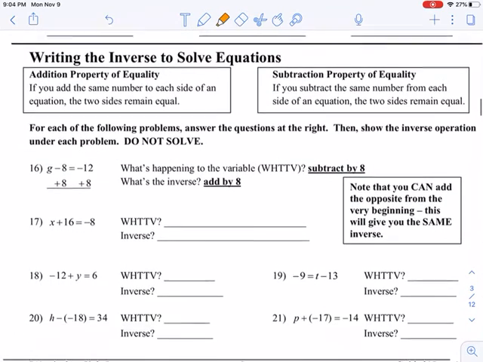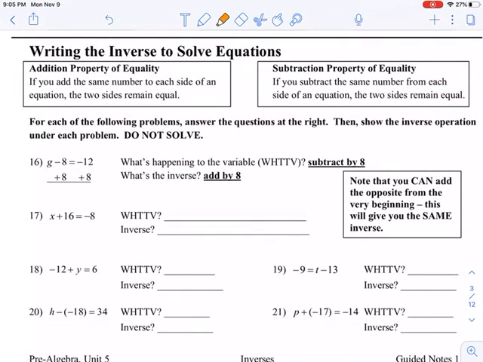All right, so writing the inverse to solve equations then. The addition property of equality: if you add the same number to each side of an equation, the two sides remain the same. The subtraction property of equality: if you subtract the same number from each side of an equation, the two sides remain the same. So what's happening to the variable? You're going to see that a lot. What's happening to the variable?